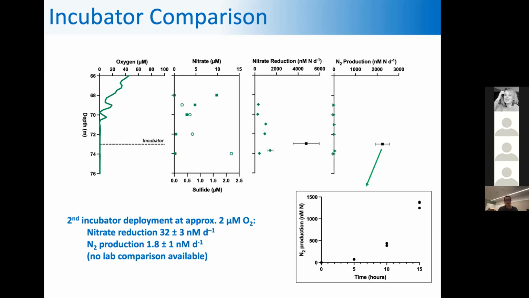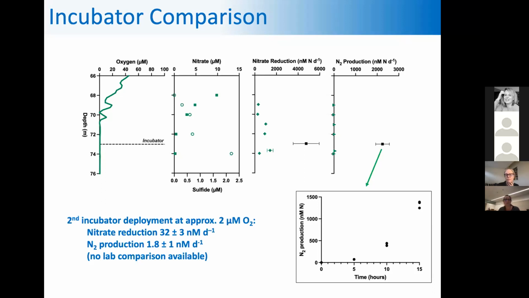There we did a second incubator deployment. And this one, unfortunately, had an oxygen intrusion come through just after we deployed the instrument. So we thought we'd deployed at an anoxic depth, but there was actually a couple of micromolar oxygen. Because of this, we don't have a perfect lab comparison to show you, and so I've just put some numbers up on the screen for this one. But even though there was 2 micromolar of oxygen present within the incubator, we were still able to measure both rates of nitrate reduction and N2 production.